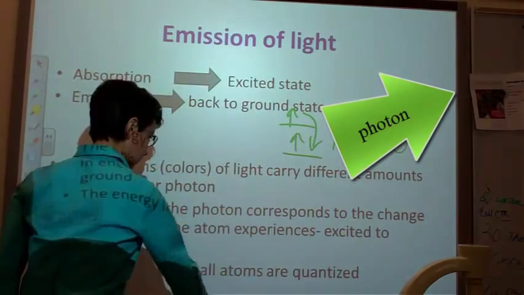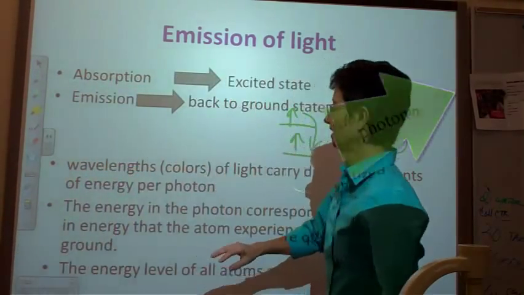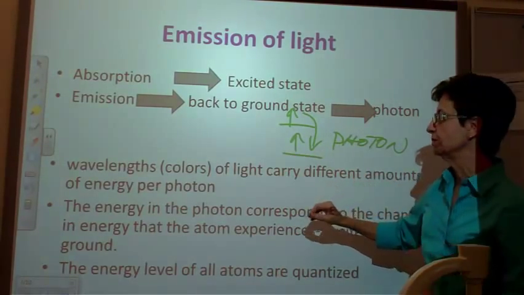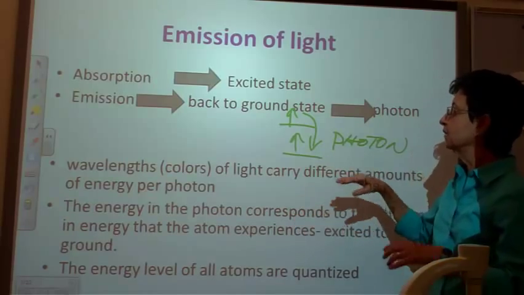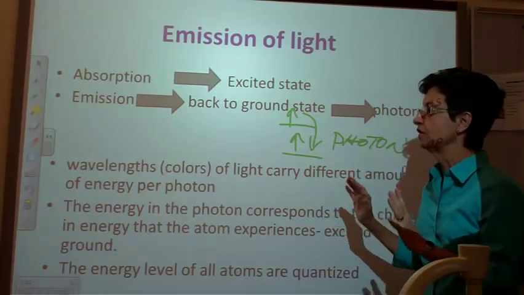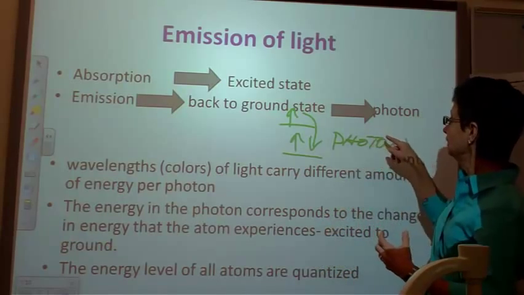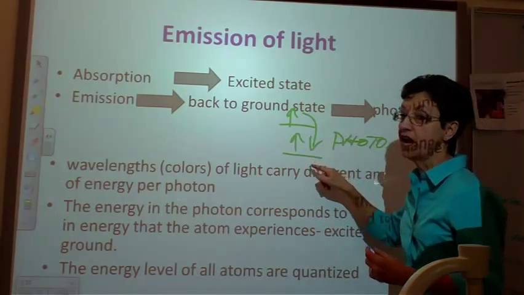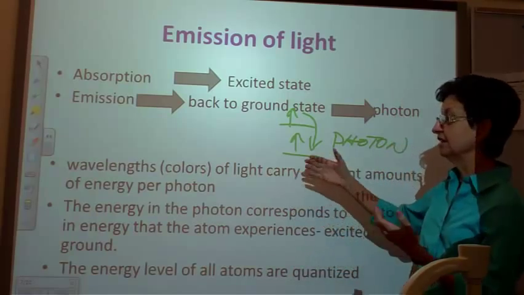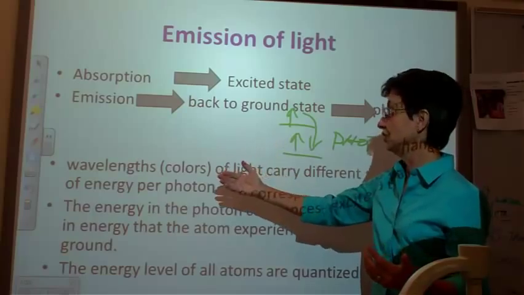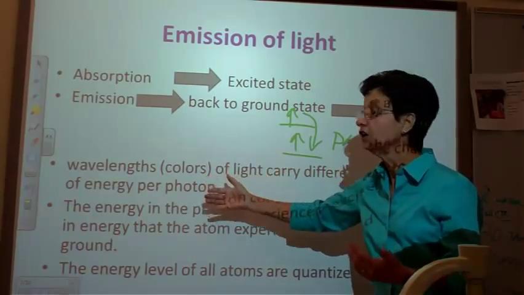All right, and we're going to talk about what a photon is in the next slide. But these are some of the things that you need to remember. Wavelengths of light carry different amounts of energy per photon. So the color that you see when that photon is released depends on the amount of energy that that photon has. And that energy has a certain color.